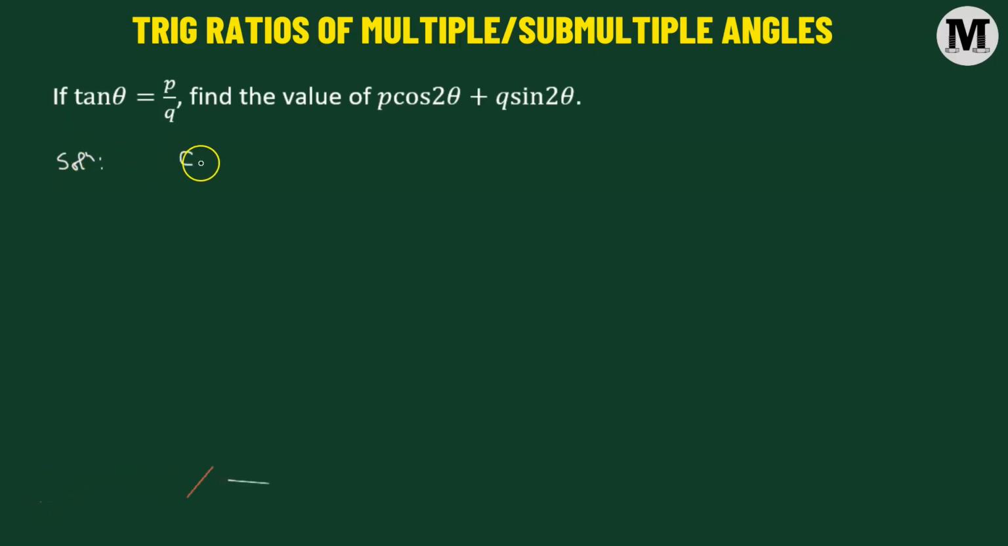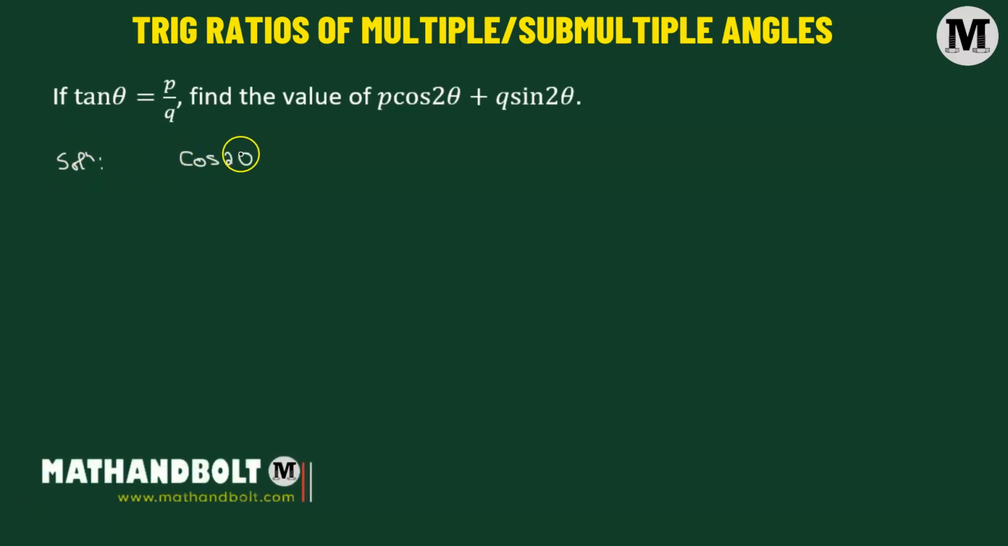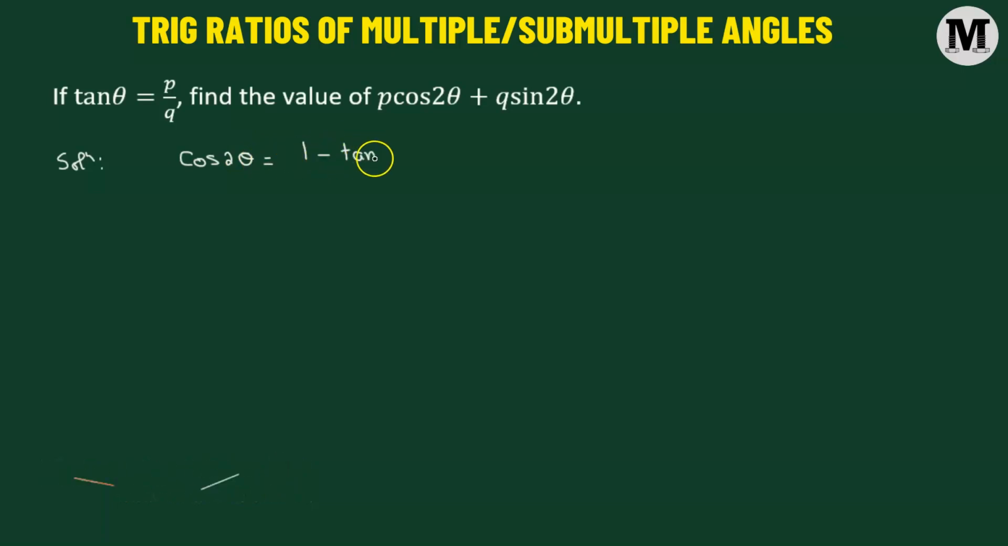The cosine 2 theta, when expressed in terms of tangent theta, is given by 1 minus tangent squared theta divided by 1 plus tangent squared theta. And then sine 2 theta can be expressed in terms of tangent theta as 2 tangent theta divided by 1 plus tangent squared theta. Now that we have the value of tangent theta, which is p over q, let's try to find out the value of cosine 2 theta as well as sine 2 theta.